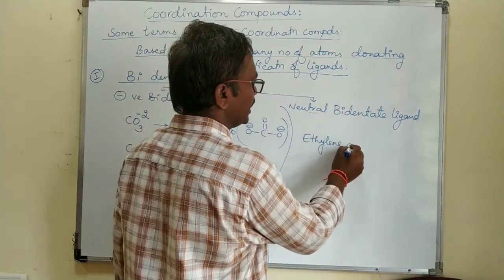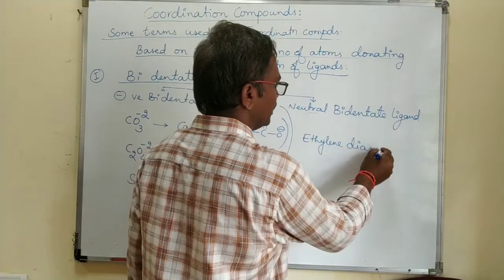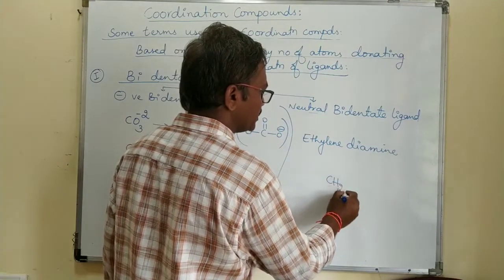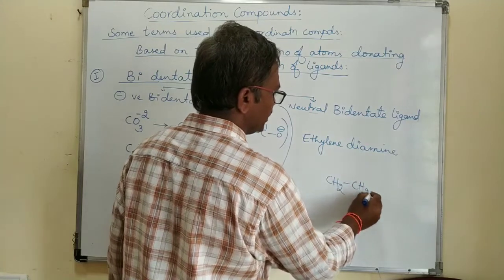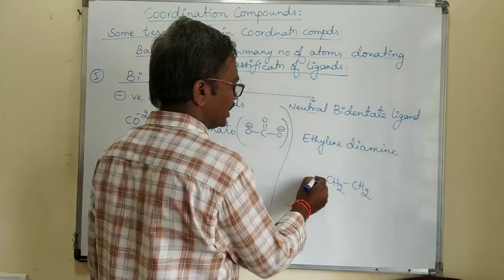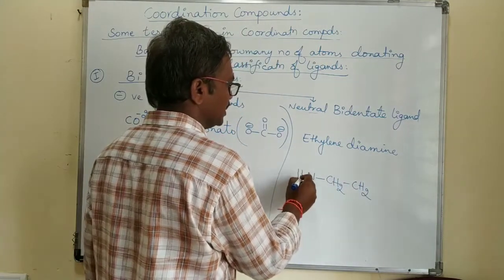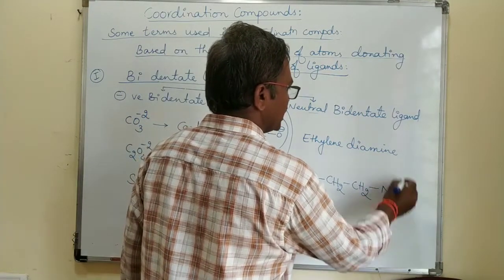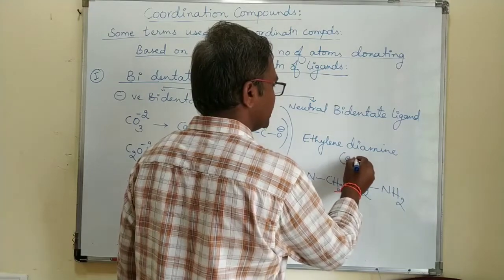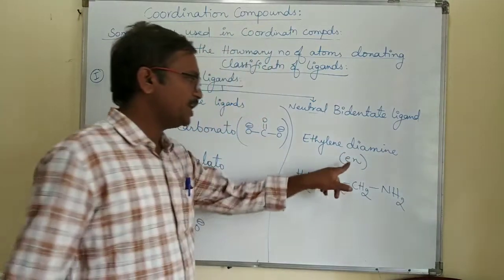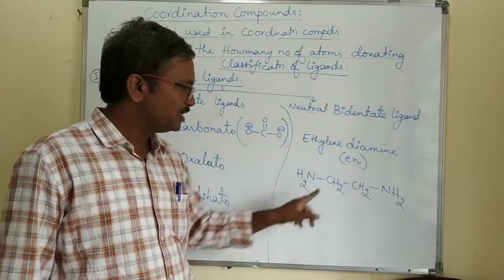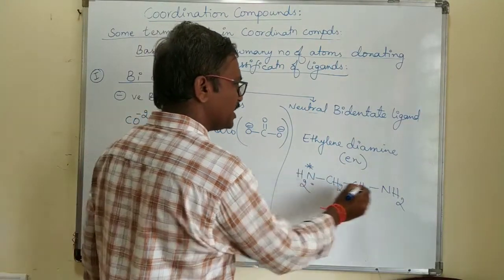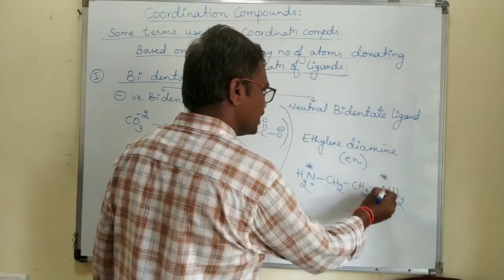Ethylene diamine. So ethylene diamine is CH2 CH2, ethylene, right? You can call it as en. Generally in the nomenclature, ethylene diamine is represented as a small en. What are the donating atoms? Nitrogen is the donating atom here. This nitrogen is the donating atom here.